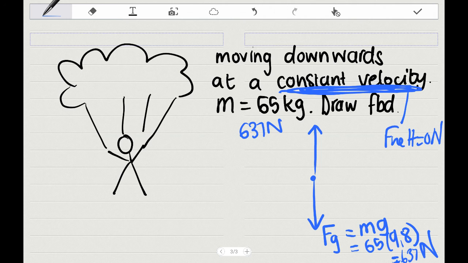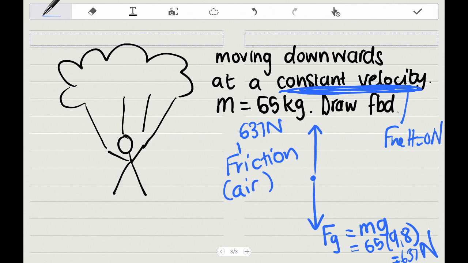Okay, so in this case, it is not a normal force. How do we know it's definitely not a normal force? Because in order for it to be a normal force, there must be a surface. Is the skydiver anywhere near a surface? No, he's in the middle of the air. So something that could have caused the 637 newtons upwards is something like air friction. Okay, so that is another example of the applications of Newton's first law.